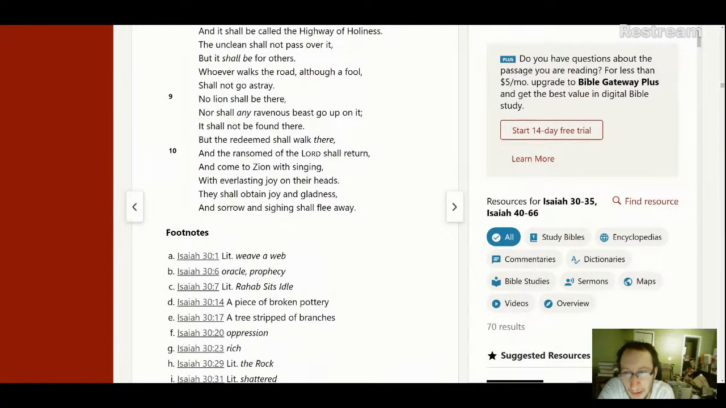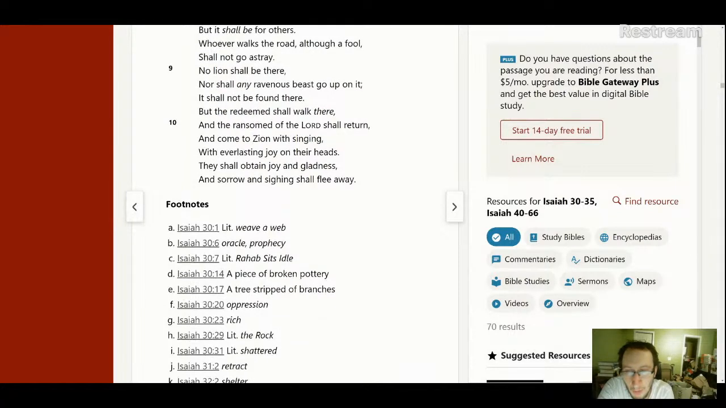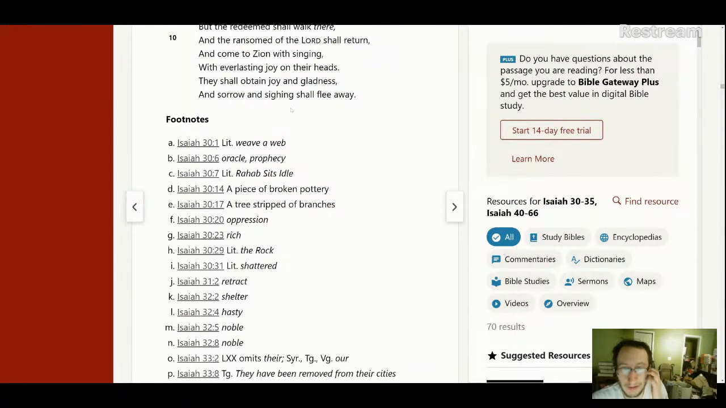No lion shall be there, nor shall a ravenous beast go up on it. It shall not be found there, but the redeemed shall walk, and the ransom of the Lord shall return, and come to Zion with singing, with everlasting joy in their heads, and they shall obtain joy and gladness, and sorrow and sighing shall flee away.